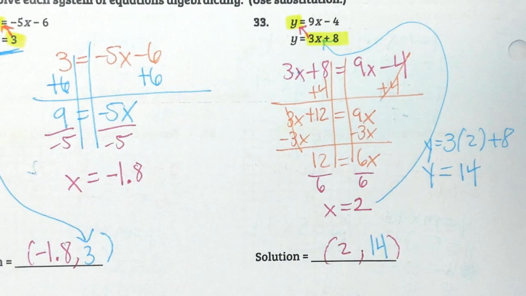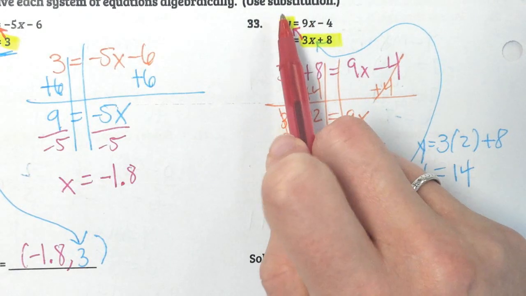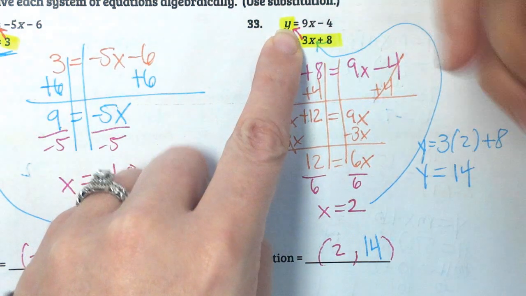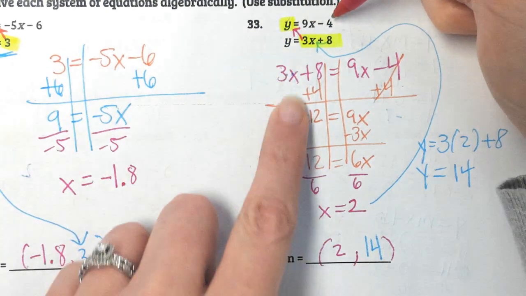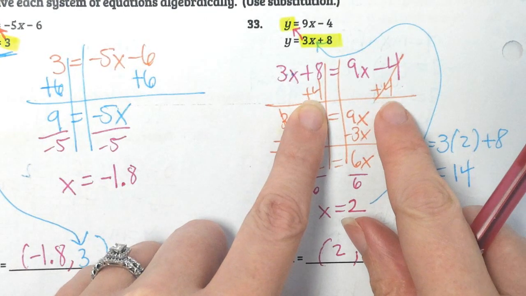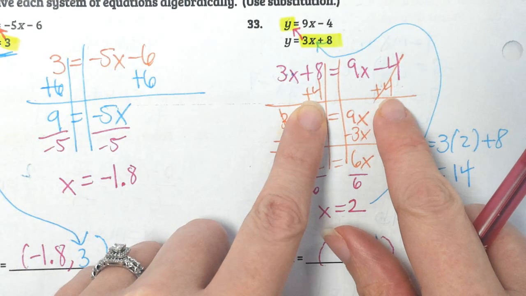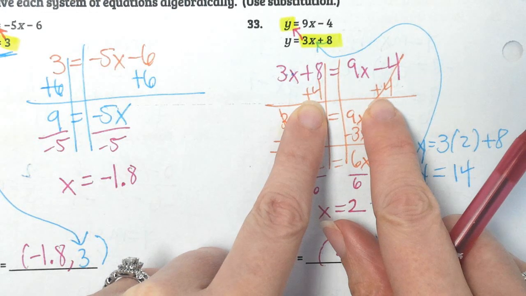On the next one, I was going to plug in 3x plus 8 for my top y value. So this is going to read 3x plus 8 equals 9x minus 4. So this is what I have. There's multiple ways to do this problem. So if you didn't move the 4 first, that's totally fine. We could still get the same answers. I did the opposite. Negative 4 meant add 4.